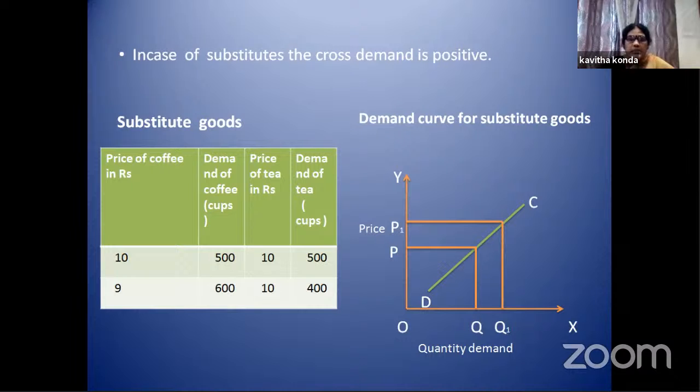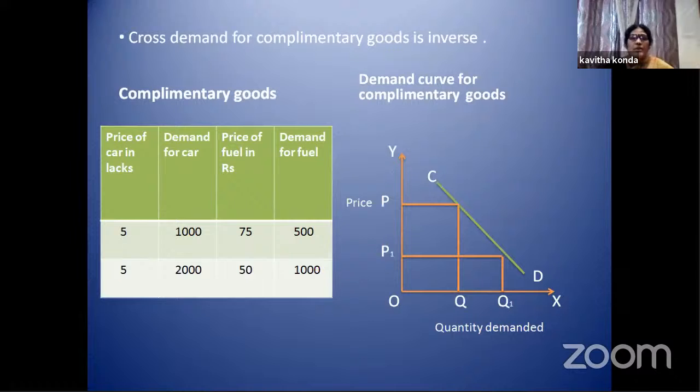If the price is 10 rupees at P1 and decreases to 9 rupees at P, what happens to the quantity of tea? It decreases from Q1 to Q. That's why the relationship is an inverse one in terms of price and quantity, while in the case of substitute goods the relationship is a positive relation. Now, complementary goods: complementary goods means that for a particular use, we need to use another good as well.